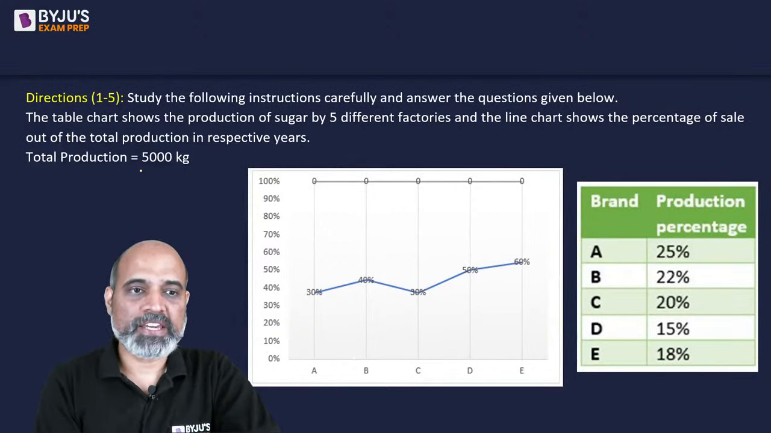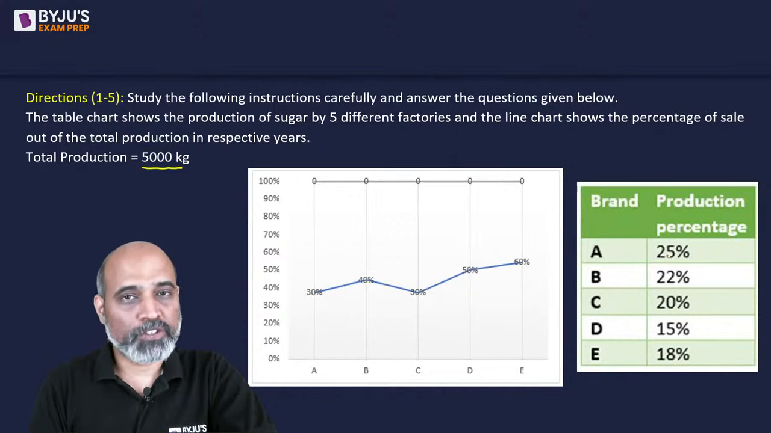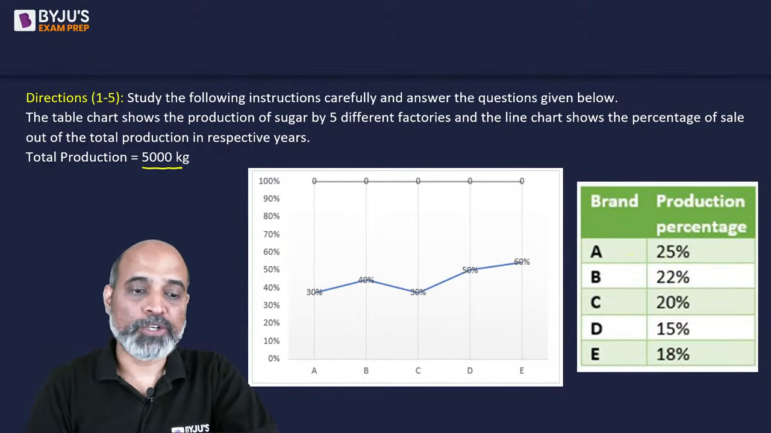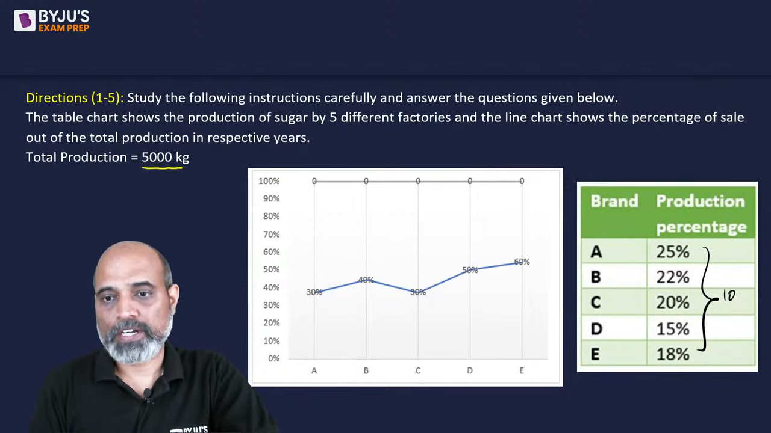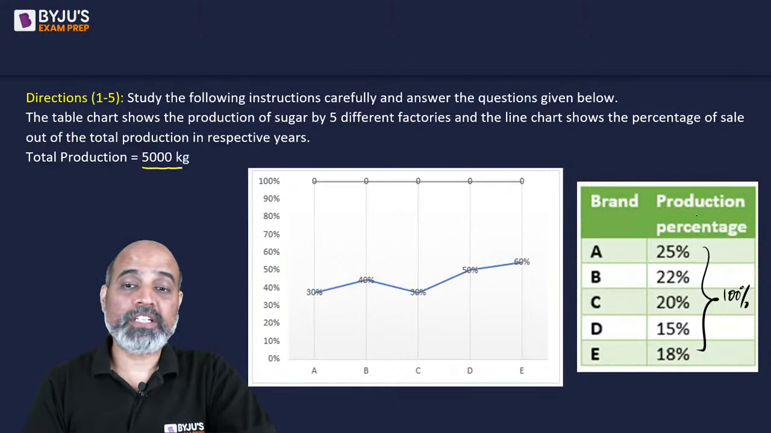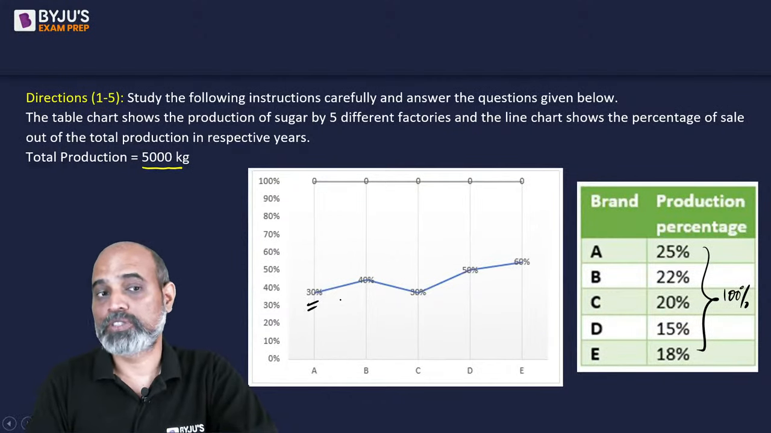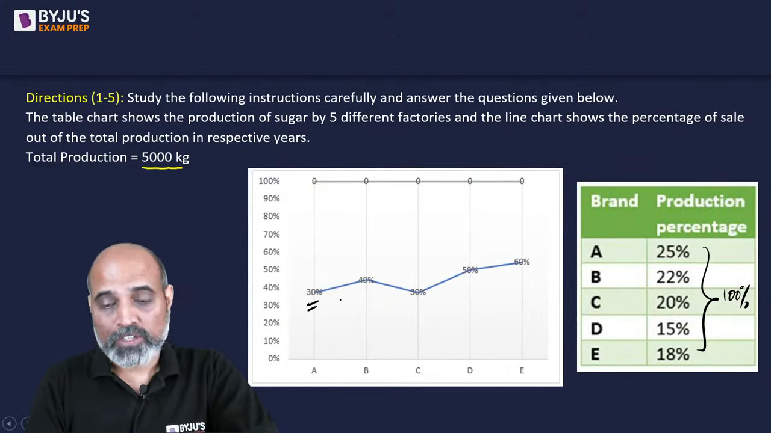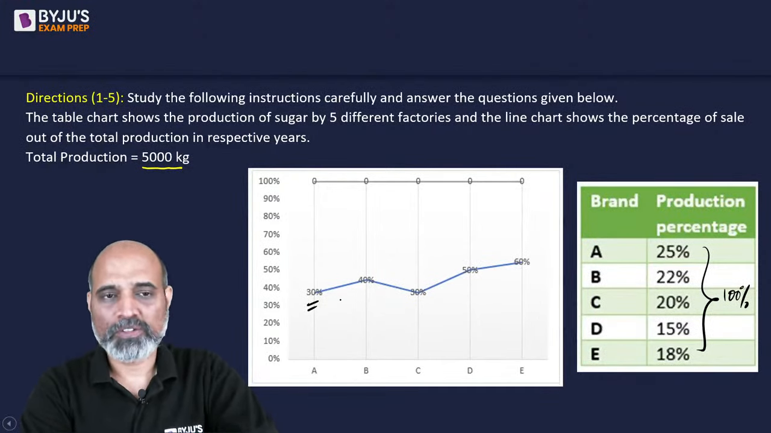Here it is given that the total production is 5000 kg. Brand A produced 25% of that, brand B produced 22%, brand C produced 20%, then 15 and 18. If you add all of this, it gives a total of 100%, which makes sense. Now, out of whatever brand A has produced, not everything was sold, but only 30% of that was sold. So the sales part is about that. Once we have understood how to relate the line graph and the table in this set, we can go ahead and solve the questions.